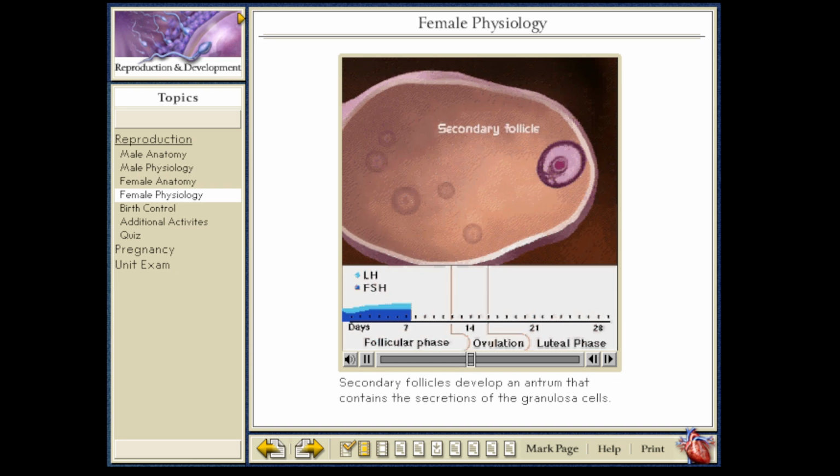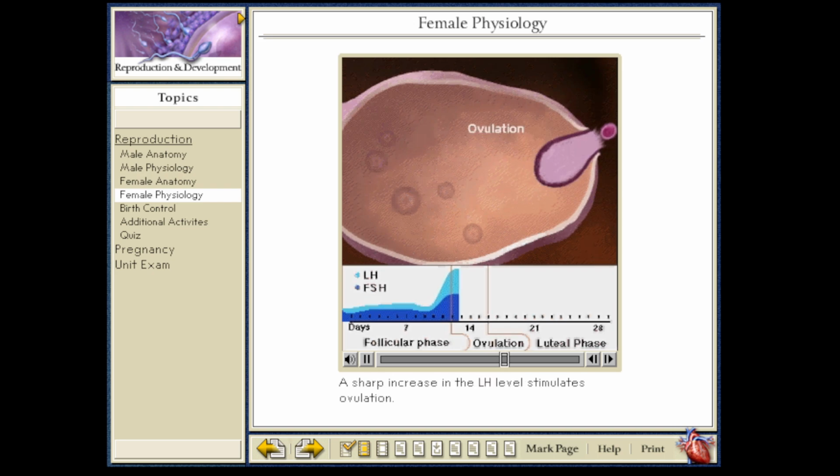Secondary follicles develop an antrum that contains the secretions of the granulosa cells. Within the mature follicle, the first meiotic division is completed. A sharp increase in the LH level stimulates ovulation.